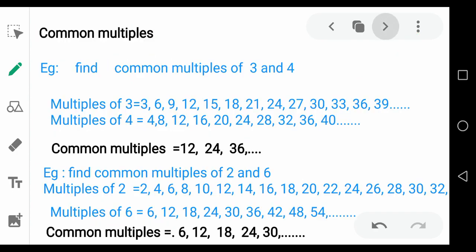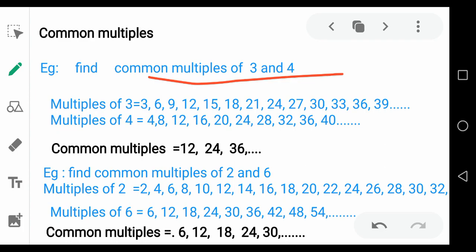Okay. Now comes common multiples. Same way. Multiples you know, right? Same way you have to choose the common multiples. So we'll see one example. Find common multiples of 3 and 4. So what you have to do, you have to write the multiples of 3. You know the multiples of 3, right? How will you write? 3 ones are 3, 3 twos are 6, like that you have to write.